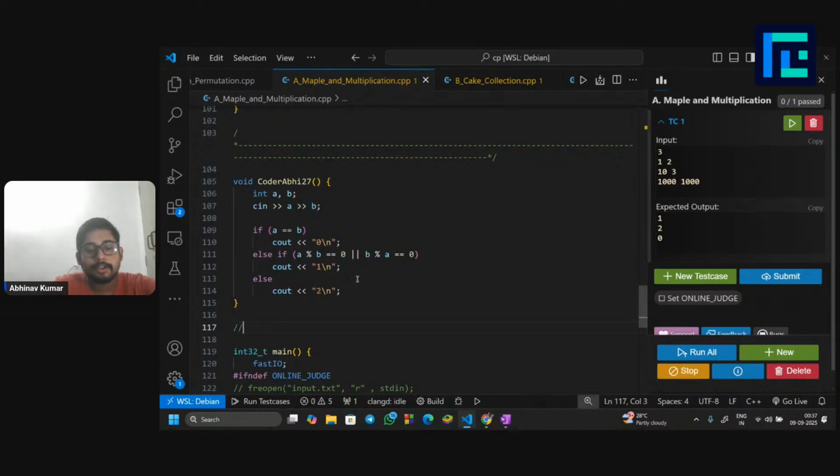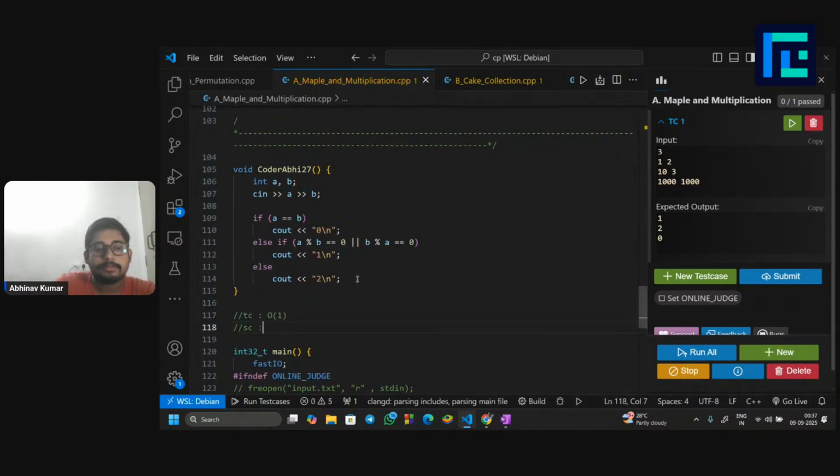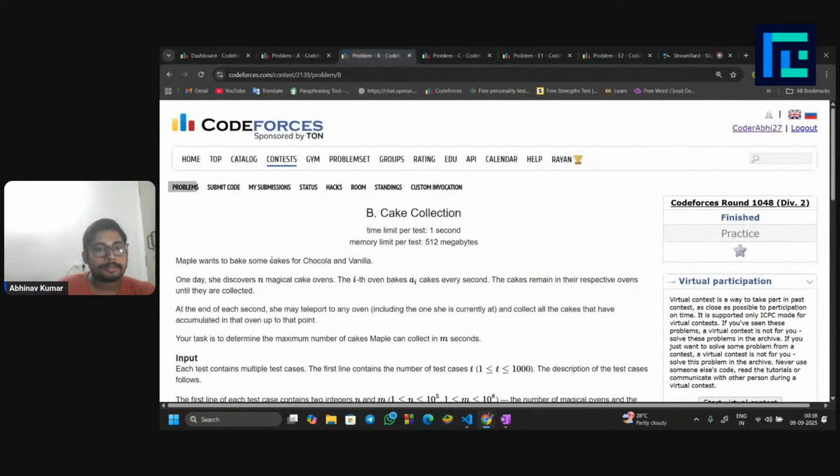Time complexity would obviously be order of 1, since we are just writing some if else statements. Space complexity is also simple, 2 variables, so order of 1. Okay, I hope there are no doubts in the first problem. It was a fairly easy problem. I guess we can move to the second problem now.